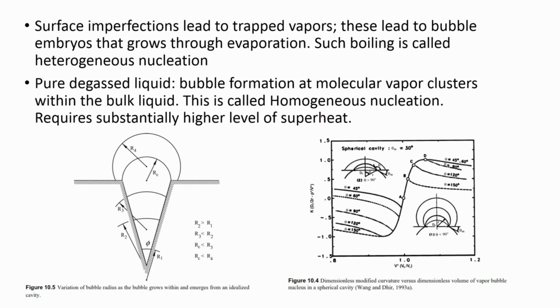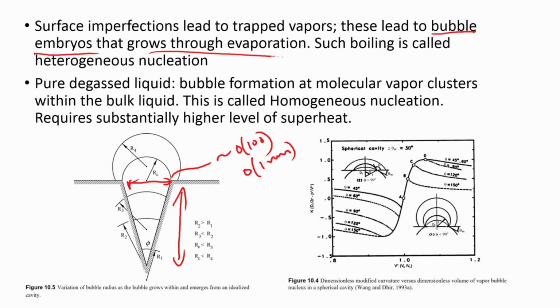Now there are other cases of boiling also that we will see here. There are 2 different classes of boiling apart from what we mentioned already. There can be boiling due to surface imperfections, which we already said, that is, the surface has these micro cavities. This is a zoomed in view of a cavity, and this length scale can be of the order of microns, hundreds of microns, or even 1 millimeter, depending on what surface you are dealing with. This leads to what we call bubble embryos that grow through evaporation.